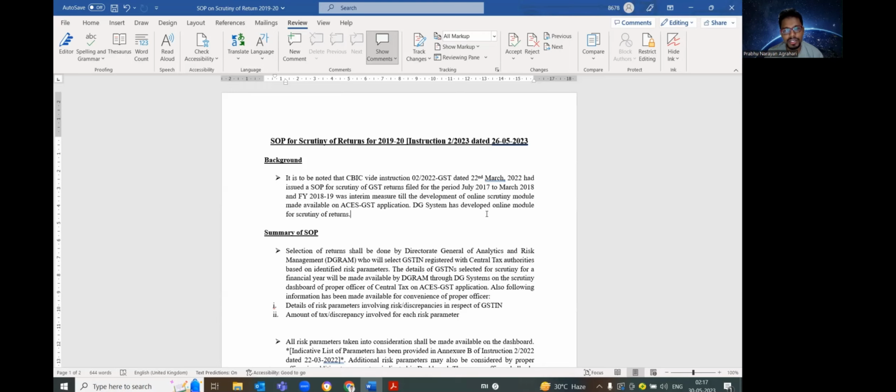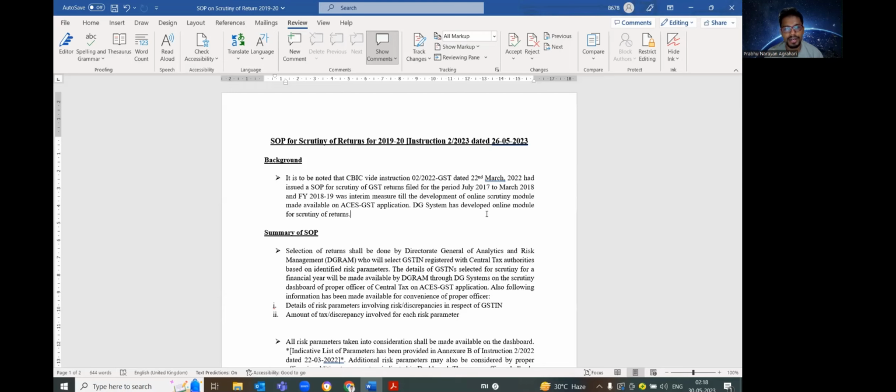Now DG Systems has developed an online module for scrutiny of returns. It means the scrutiny will now be done online by the DG Systems, which is established by the government, and this system will scrutinize the returns for 2019-20 and onwards.